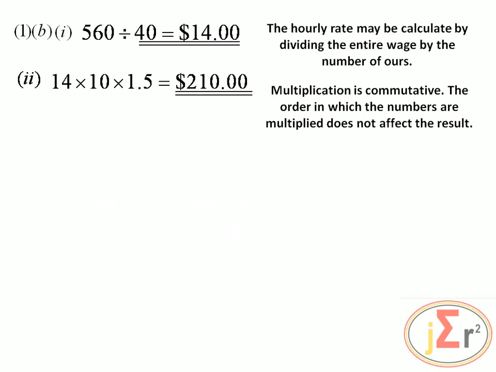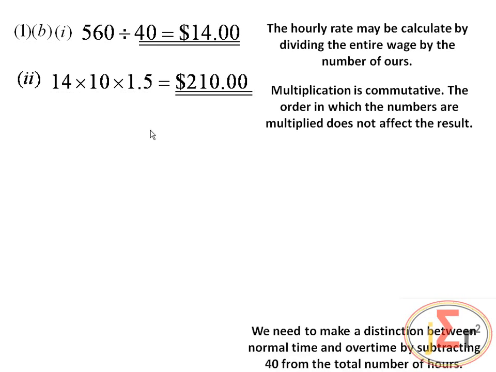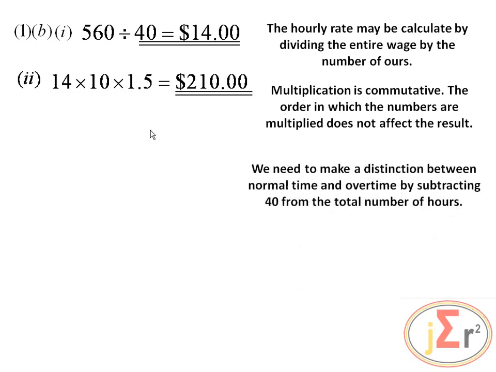And of course, we can do that on our calculator by saying we are going to multiply 14 by 1.5 and multiply the result by 10. But multiplication is commutative, so we may multiply all of these figures in any order that we choose, as long as we multiply 14 by 1.5 and also by 10.